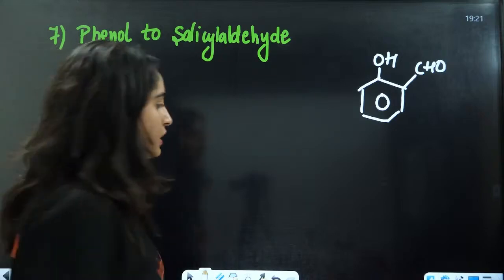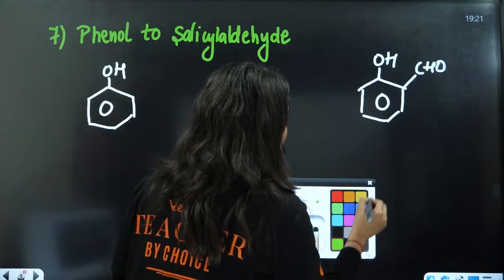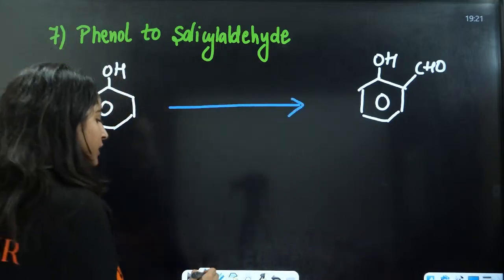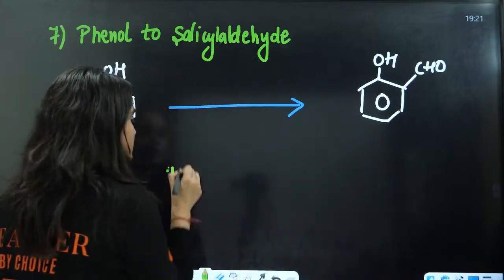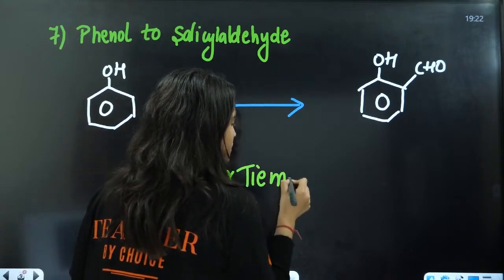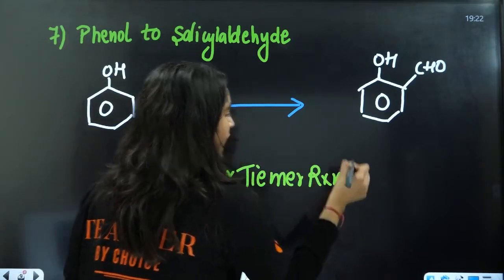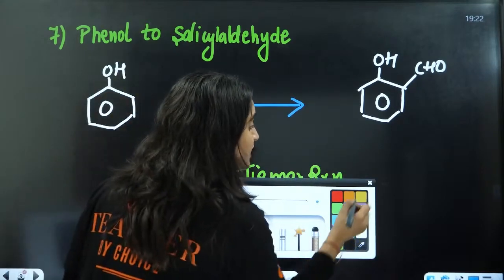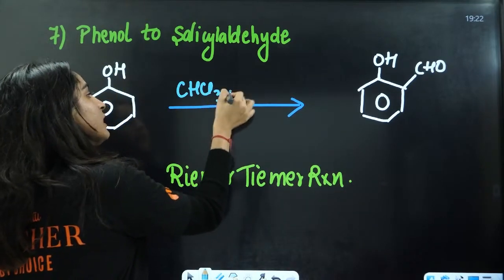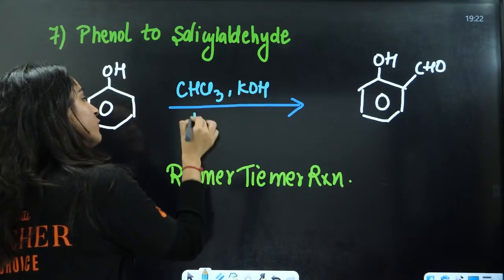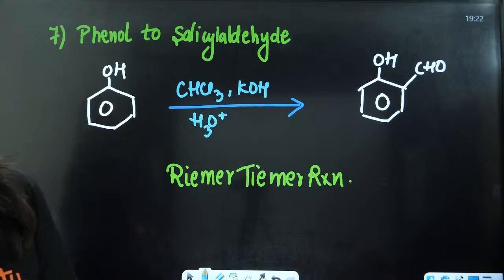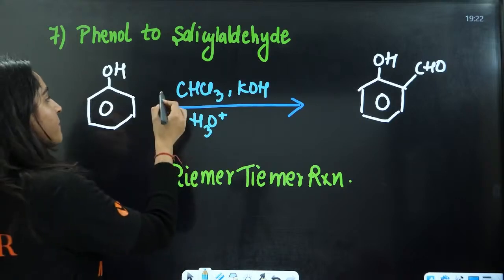Right. So here the reaction name is Reimer-Tiemann reaction, okay? And what are the reagents here, everybody? The reagents here are CHCl3, KOH, right? Then we have hydrolysis, right? These are the reagents here.